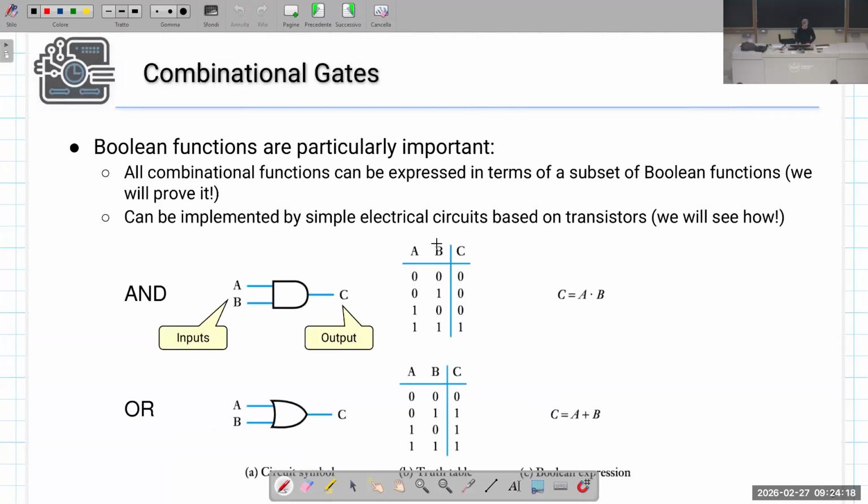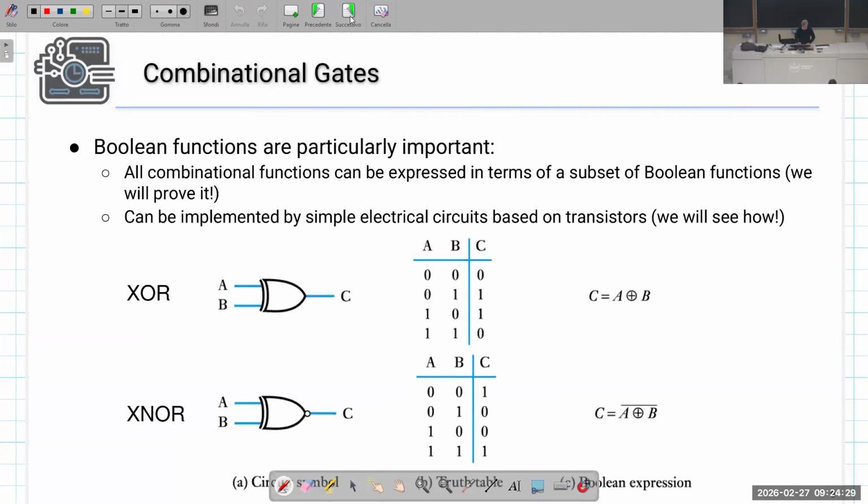Two-input functions: the AND, the OR. I suppose you know these functions very well. And the exclusive OR, which is 1 only when the logical levels of the two inputs are different, 0 1 or 1 0, while when they are equal, the output is 0. The exclusive NOR is the complement of the XOR, so it's 1 when the inputs are equal, and is 0 when the logical values of the inputs are different.